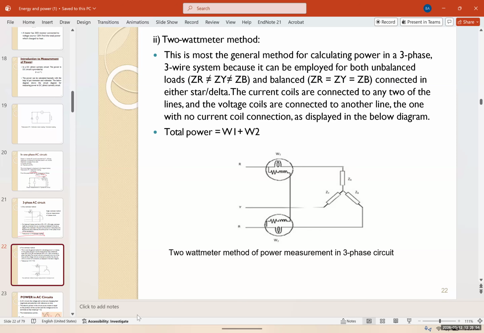The current coils are connected to any 2 of the lines, and the voltage coils are connected to another line, the one with no current coil connection, as displayed below, and you can see how they are connected. So we measure the voltage between the one that has a current meter with another line that doesn't have it. So you can see between R and V, or S and V. But the voltmeter must be connected between the ones that don't have the current meter connected to them.